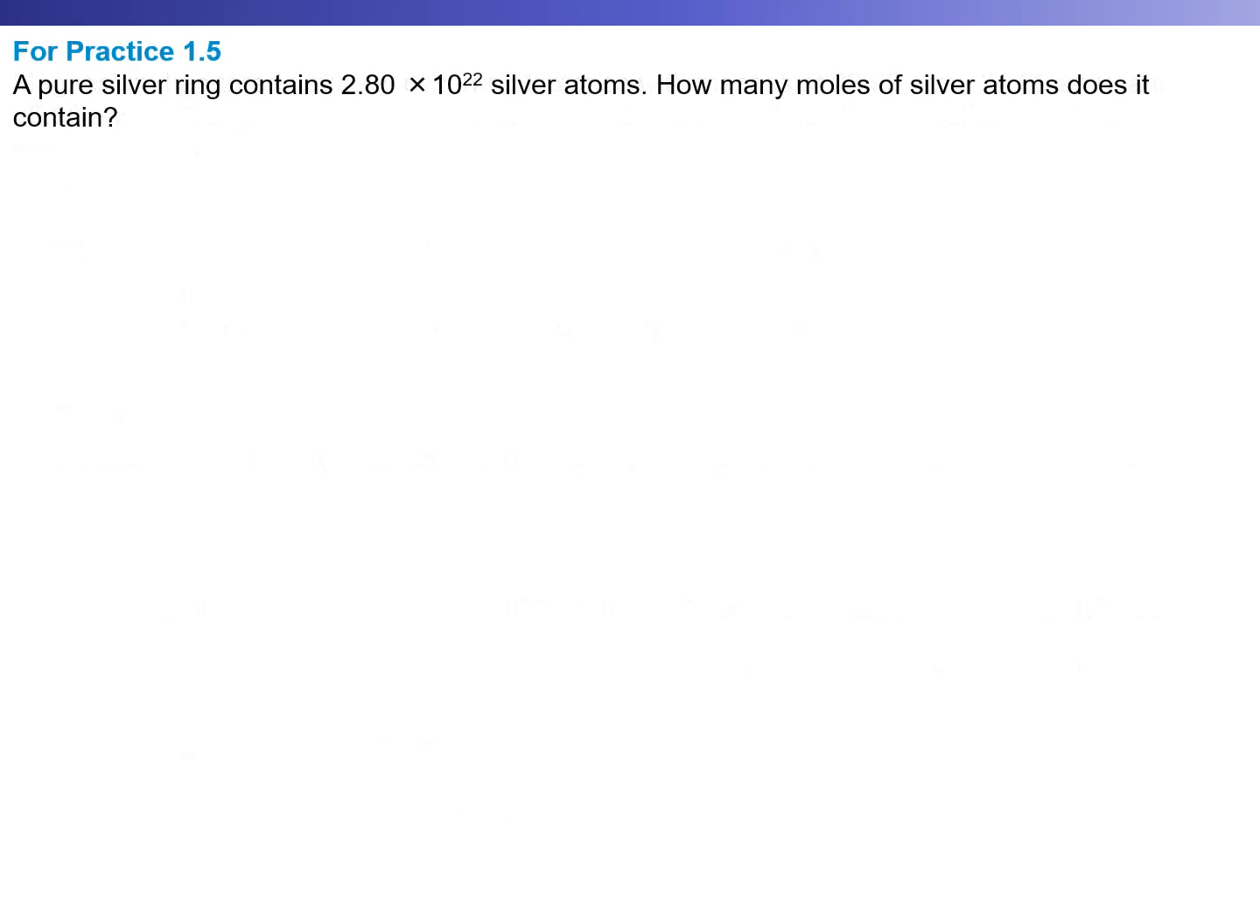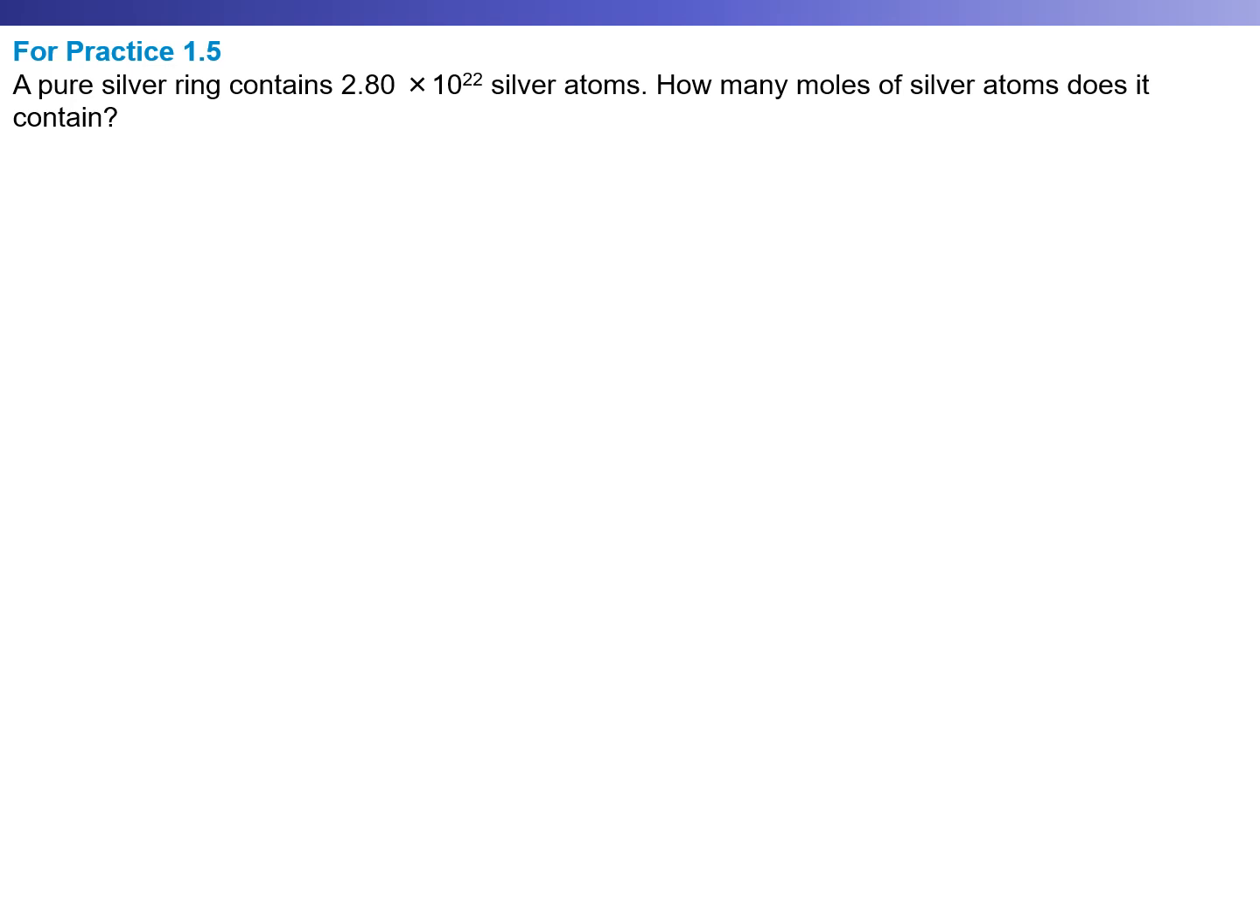Now in problem 1.5, this is going to be a dimensional analysis problem, and dimensional analysis is all about converting from one type of unit into another type of unit. That's really the problem, and the numbers just go along for the ride. So let's see, what are we doing here? We've got a pure silver ring that's going to contain 2.8 times 10 to the 22nd silver atoms, and the question is how many moles of silver atoms is that?